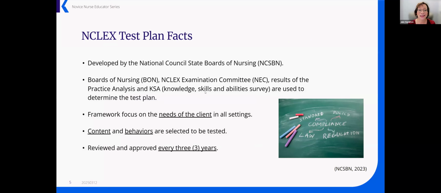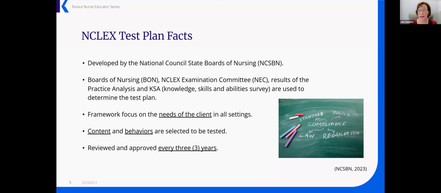So let's talk about some NCLEX test plan facts. It's developed by the National Council of State Boards of Nursing, or what we refer to as NCSBN. And yep, there's a lot of abbreviations that you're going to need to get familiar with. This is a collection of Boards of Nursing across our states, the NCLEX Examination Committee, or the NEC, and the results of a practice analysis.